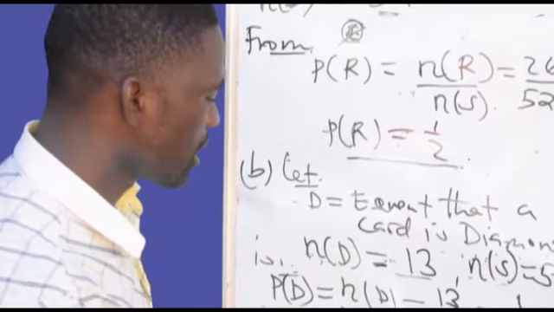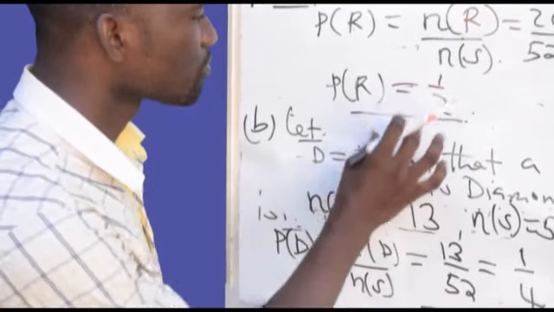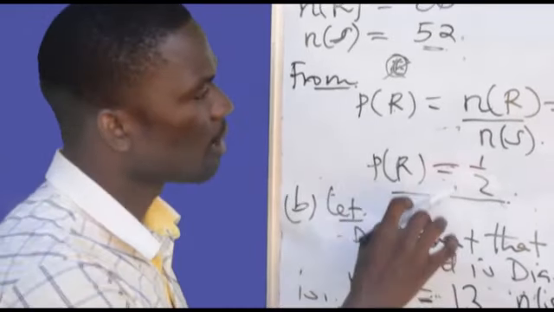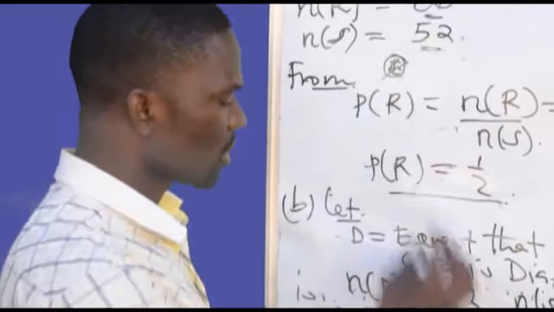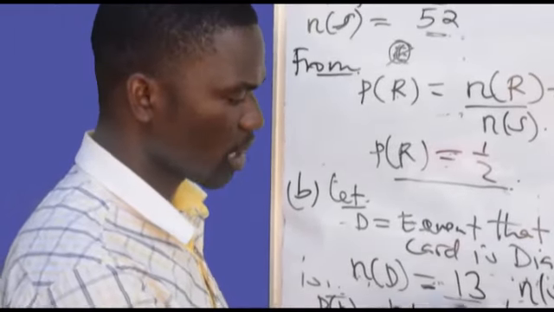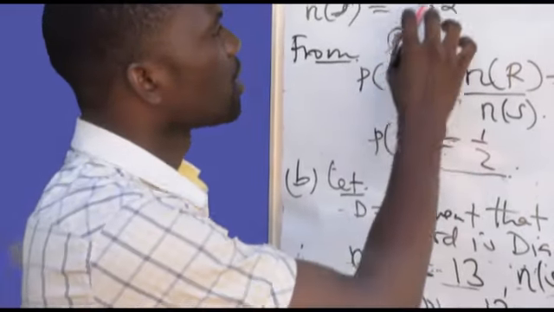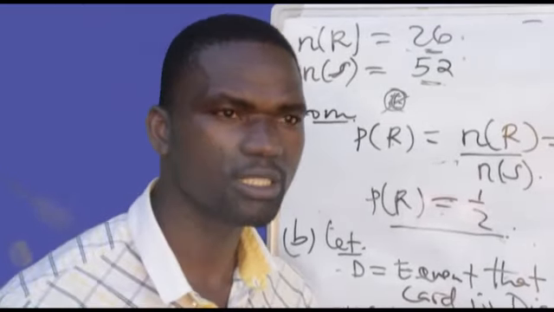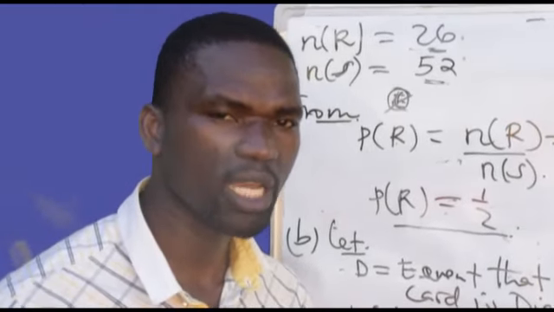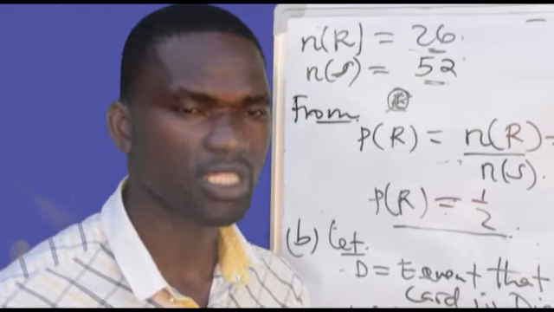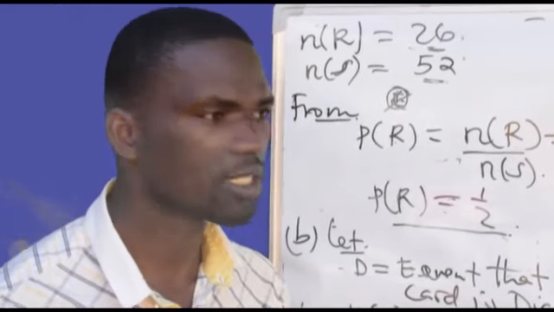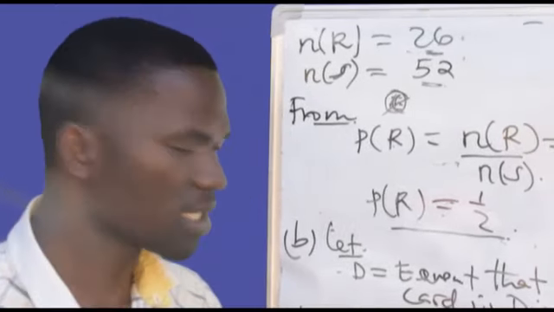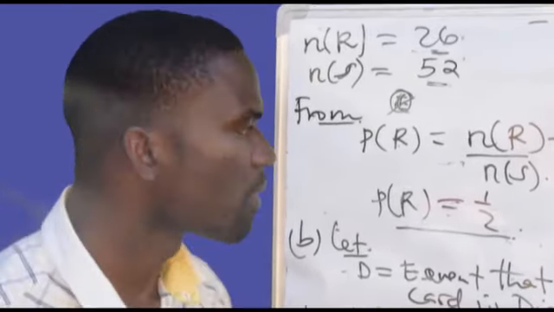This chance is much smaller compared to the chance that a red card will be picked. Why? Because there are many red cards compared to diamond cards. Diamond cards are 13 and red cards are 26. So if the number of elements becomes many, the chance that the event will occur also increases, becoming bigger and bigger. Now part C.